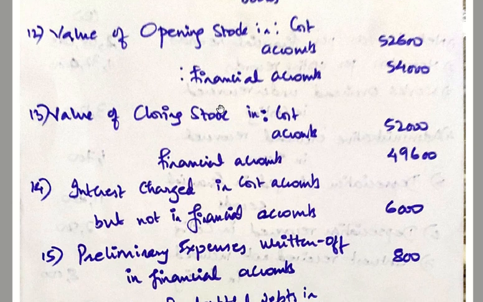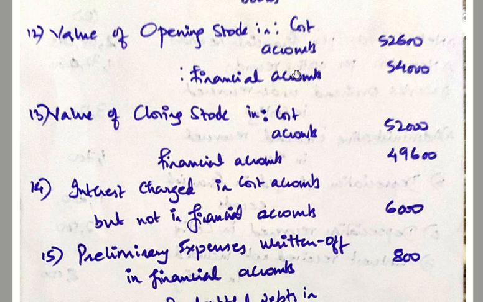So valuation of opening and closing stock. So this is a new adjustment which is given in the question. So valuation of opening stock. So if you see the cost account and the financial account, the cost account is 52,600 and in the financial account it is 54,000. So if you see the value of cost account opening stock is shown lesser than the financial account opening stock.